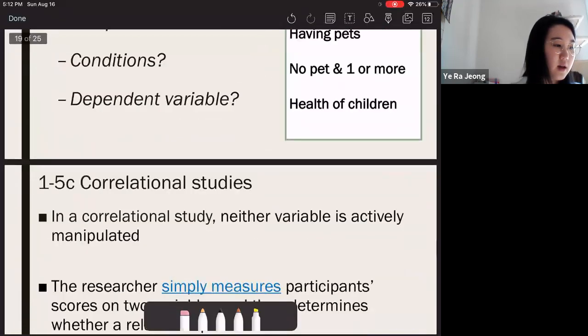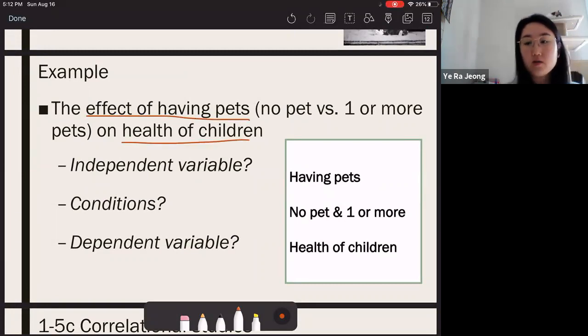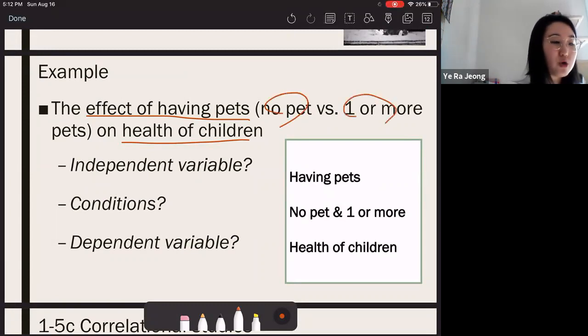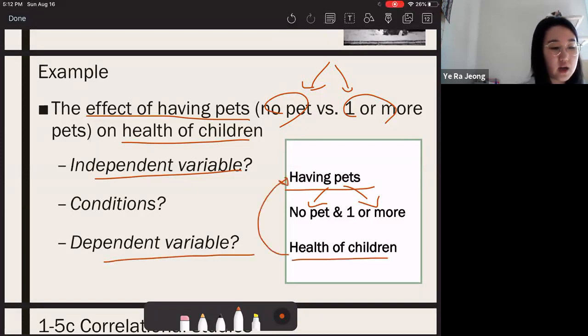Okay. So in this example, let's say I wanted to determine the effect of having pets on the health of children. So I divided children into 2 groups, and I gave no pet to a group of children, and I gave one or more pets to another group of children. And since I'm manipulating how many pets each group of children has, that's our independent variable, having pets. And there are 2 conditions because you can either have no pet or one or more pets. And finally, the dependent variable is something that's getting influenced by the independent variable. And here, that's the health of children.